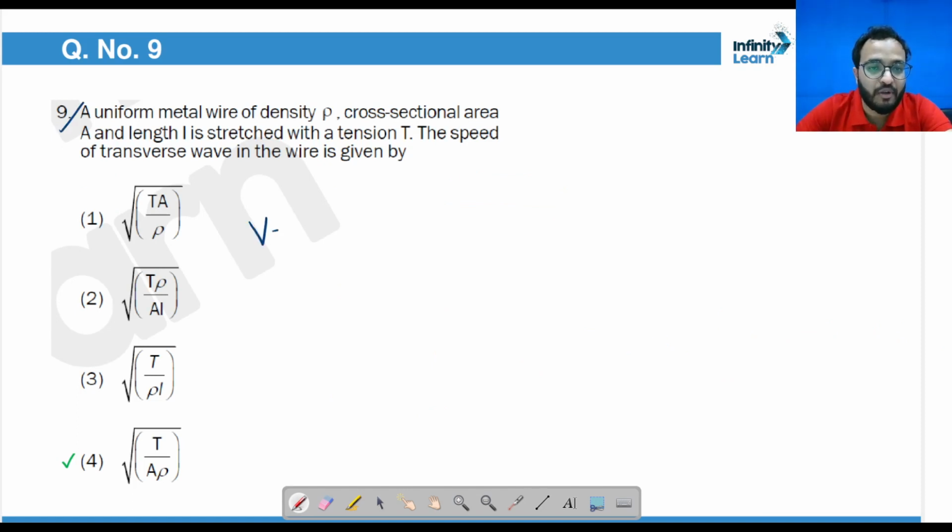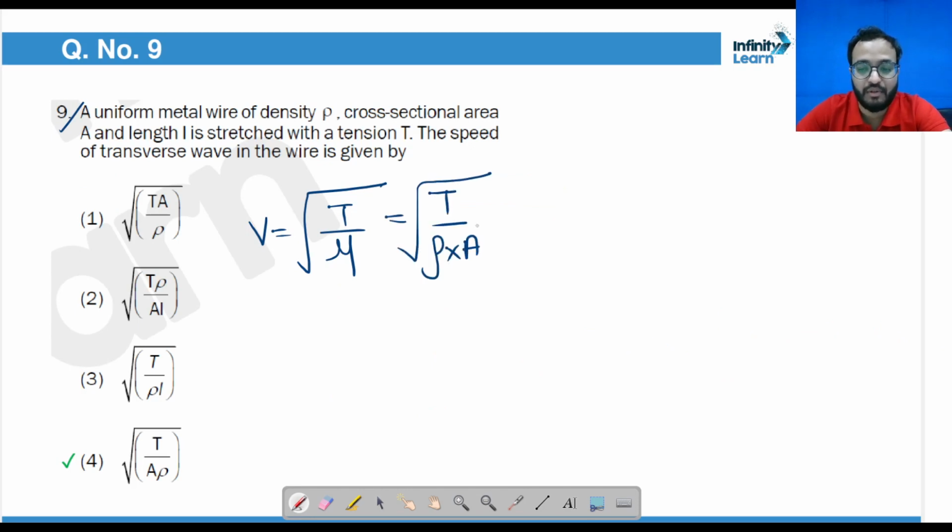Uniform. This is a very common formula. Speed is root over T by mu, and sometimes we express mu as rho into A. So this is your option, fourth.